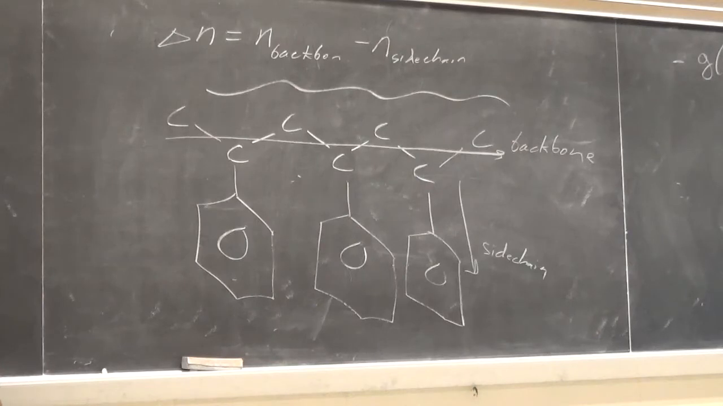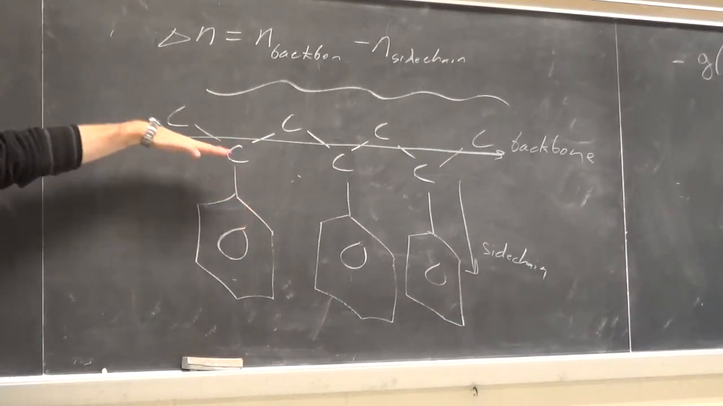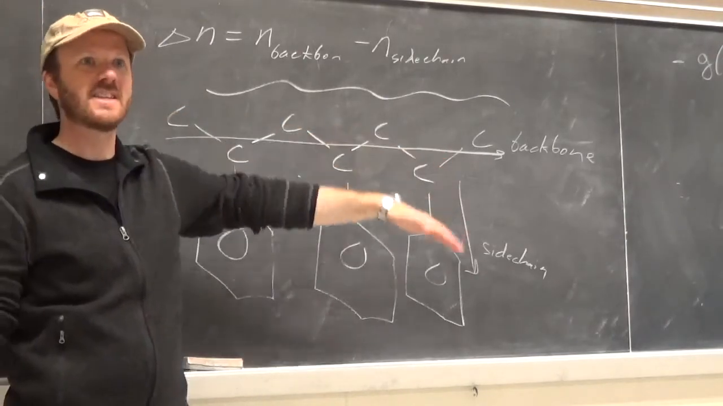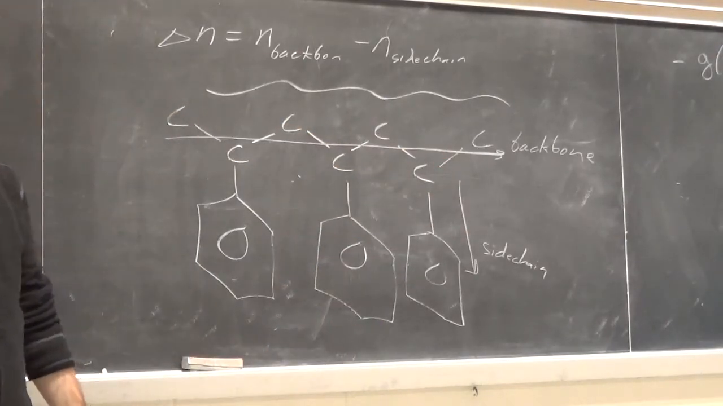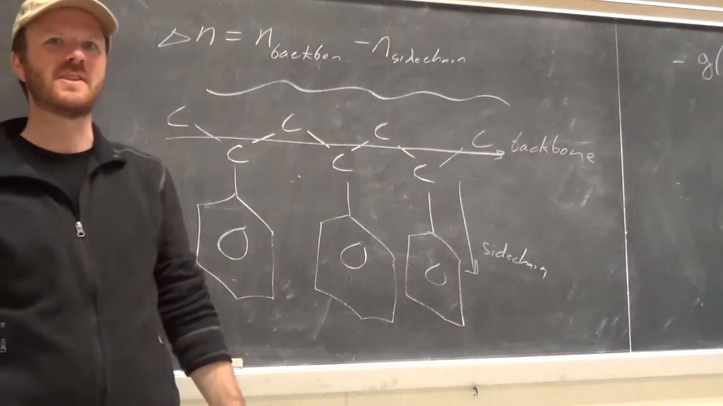So side chain, the aromatic ring's going to have a higher refractive index. That's right. So the refractive index in this direction is higher than the refractive index in this direction, and so polystyrene has negative birefringence. More polarizable, that's right. Refractive index relates to the polarizability.